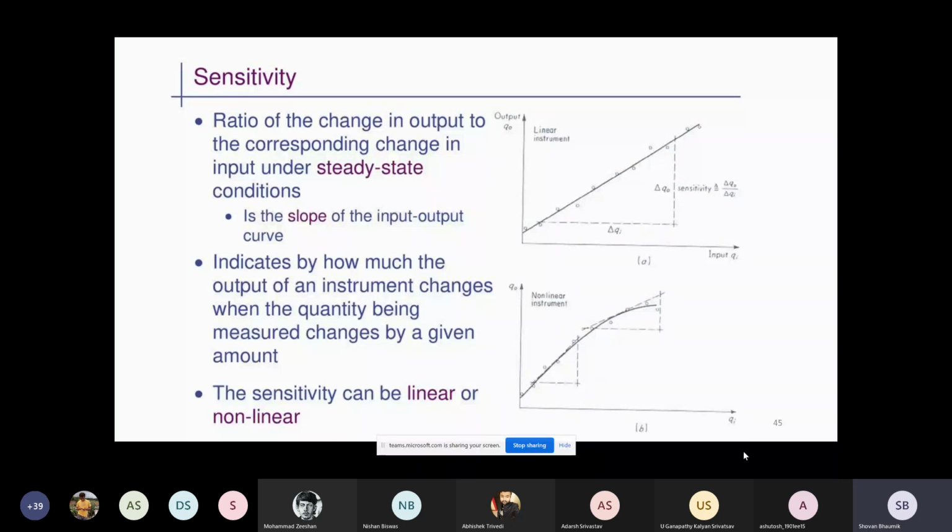For example, I am giving a very simple example. Suppose you have a mercury thermometer, and one mercury thermometer is more sensitive than another. I am saying that for a 1 degree change in input, one mercury gets displaced by 1 millimeter, and for the same change in input, the other mercury gets displaced by 10 millimeter.